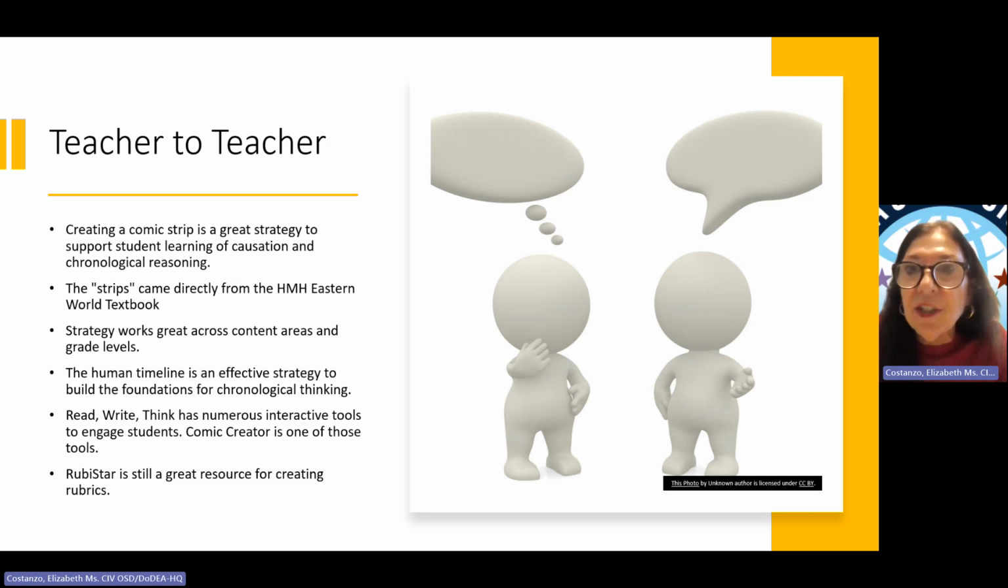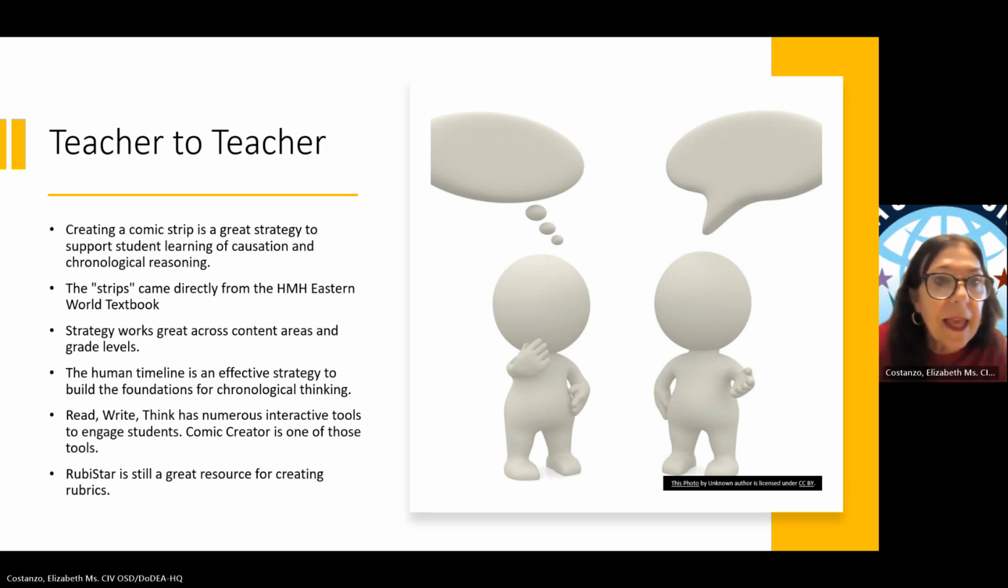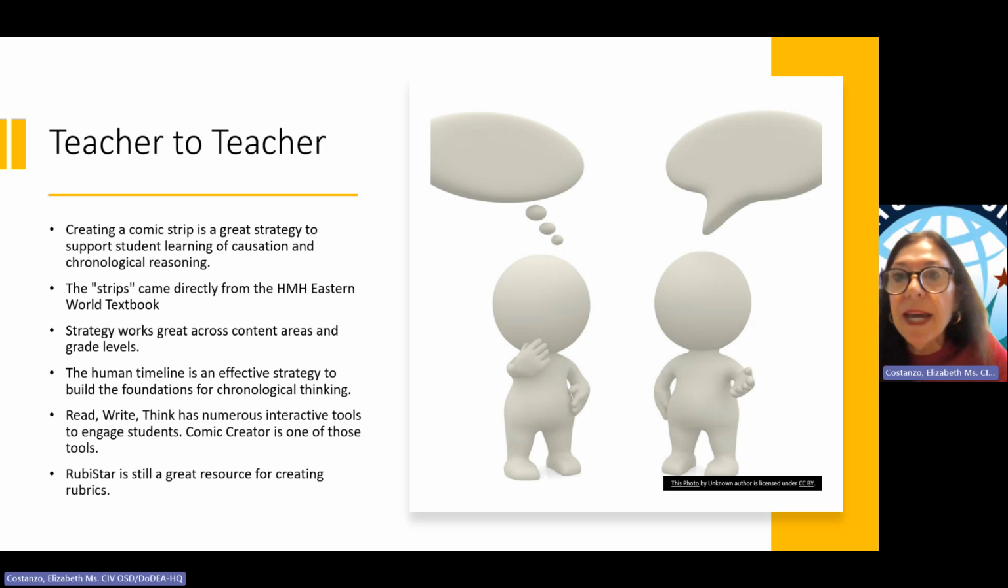So just a couple of teacher-to-teacher thoughts here. Creating a comic strip is a great strategy to support causation and chronological reasoning. The strips that I made, as I said earlier, came directly from the textbook. I just opened up the online version of the HMH textbook. You can do this with Savvas as well for the 7th and 8th grade teachers, and just pulled out the causes and effects, and I put them right in order on that sheet. So I had them in order for me, and then ready to cut them up and share them with the students.